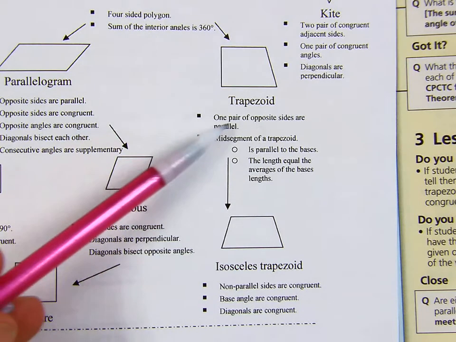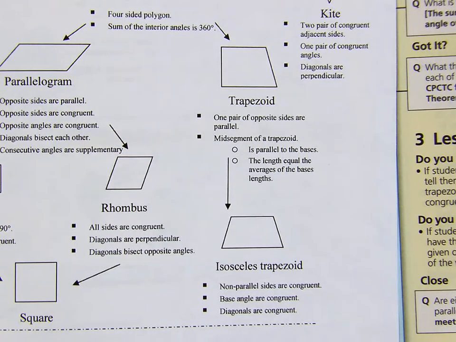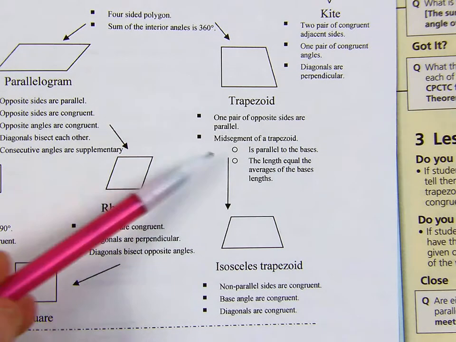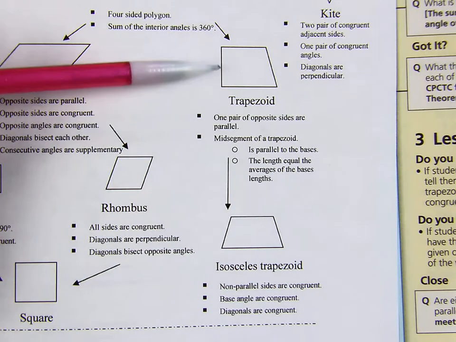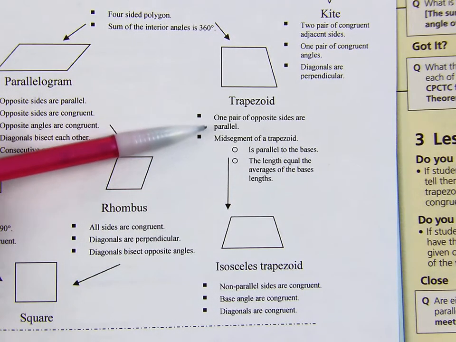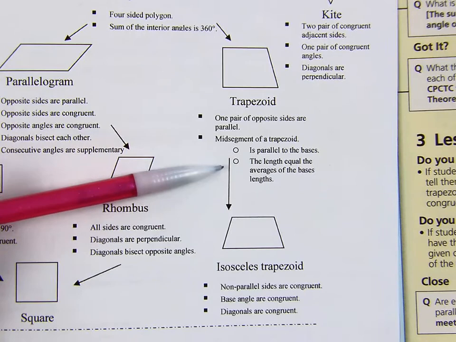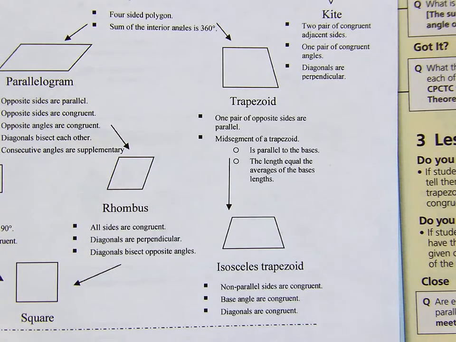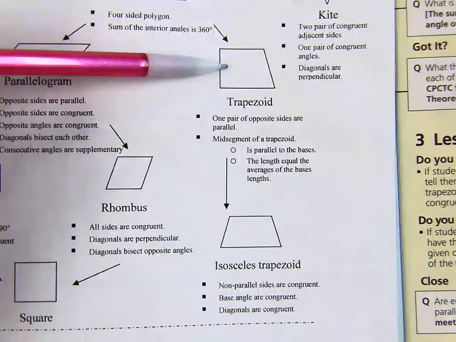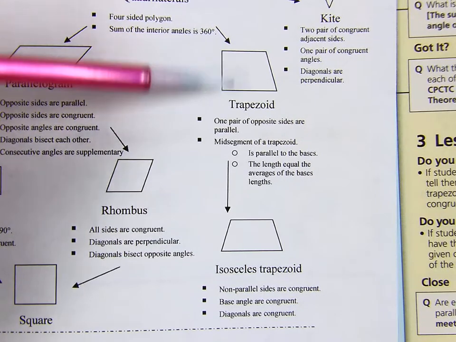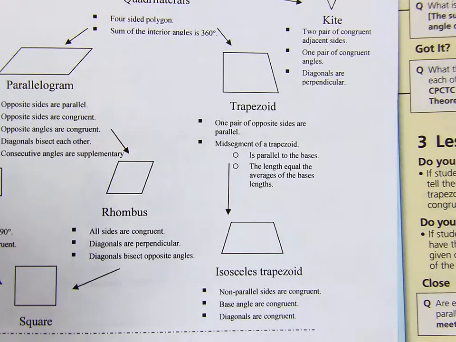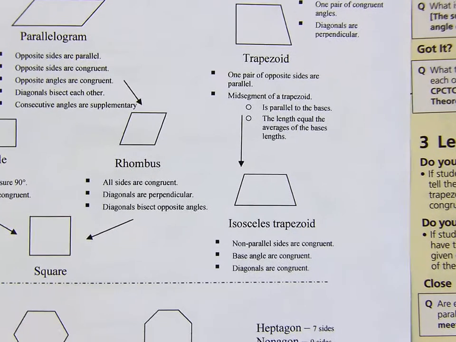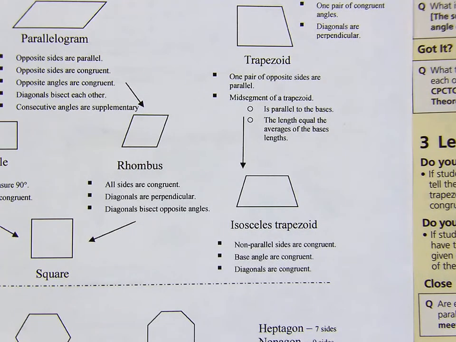A trapezoid has exactly one pair of opposite sides parallel. The mid-segment of the trapezoid is the segment that joins the midpoints of the two legs. It's parallel to the bases, and the length equals the average of the bases. The average of the bases, or the two bases added together divided by 2, is the mid-segment. Either way you look at it, that is the average because there's only two bases. And in an isosceles trapezoid, the non-parallel sides, the legs, are congruent. Base angles are congruent, and diagonals would be congruent.